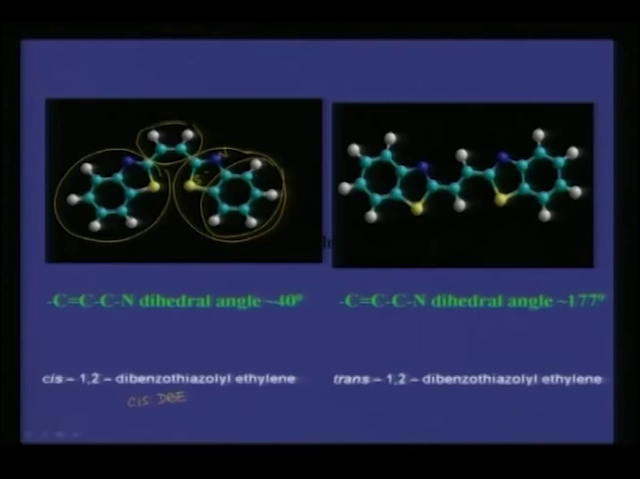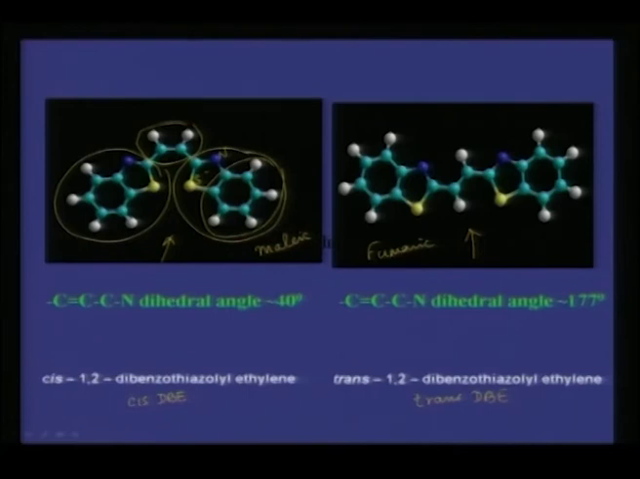In this case, this is a cis configuration, therefore, you call it cis-DBE. In this case, this is trans configuration, so you call this trans-DBE, and it is easy to make both cis and trans if you start with maleic acid and fumaric acid. So, if you start with two different starting materials, you can end up with two geometrical isomers. One is cis-DBE, one is trans-DBE. So, essentially they are the same, stereochemically they are different.